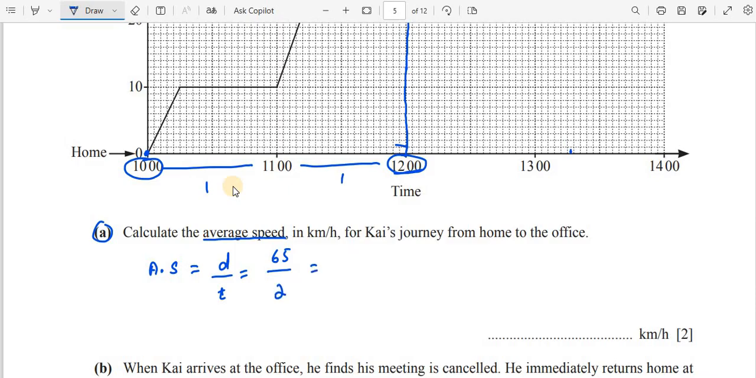So 65 divided by 2, we get 32.5 kilometers per hour. So the final answer is 32.5 kilometers per hour.